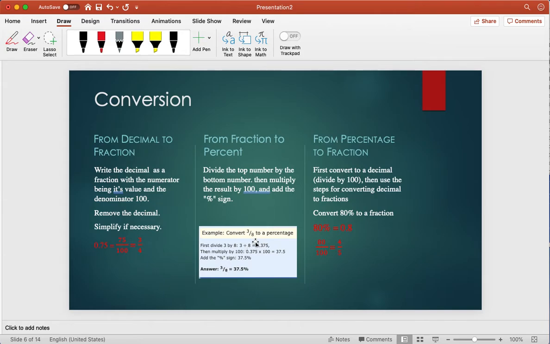So we have our 0.375. We're going to multiply that by 100, so it's going to be 37.5. Add a percent, 37.5%. And your last one, from percentage to fractions.